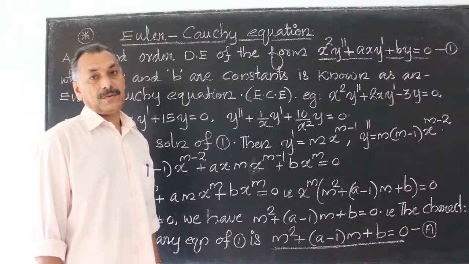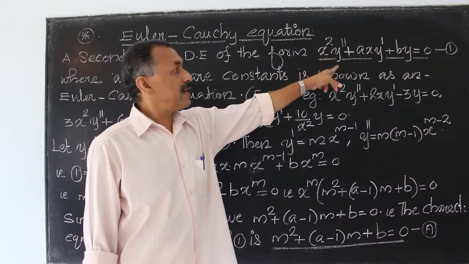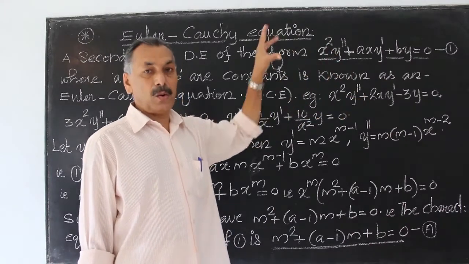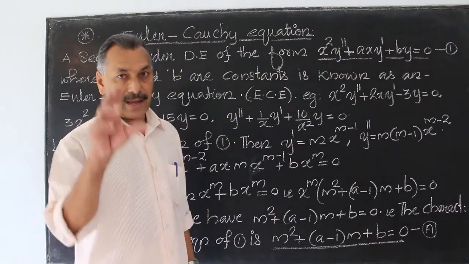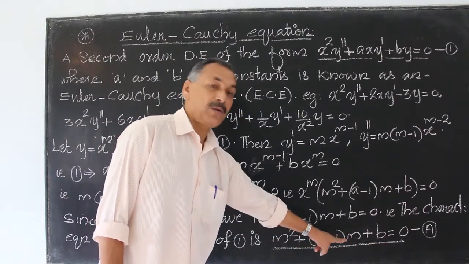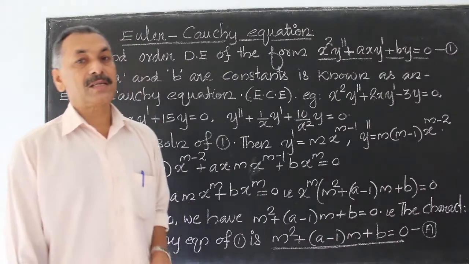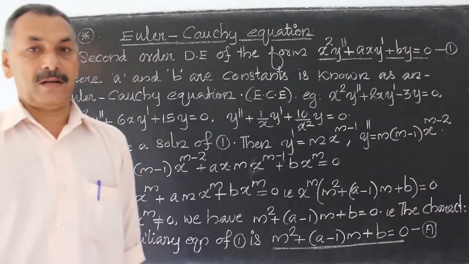So again, if x square y2 dash plus ax y dash plus by is equal to 0 is the Euler-Cauchy equation, then the characteristic equation is this one: m square plus (a minus 1) into m plus b is equal to 0. A very important section.